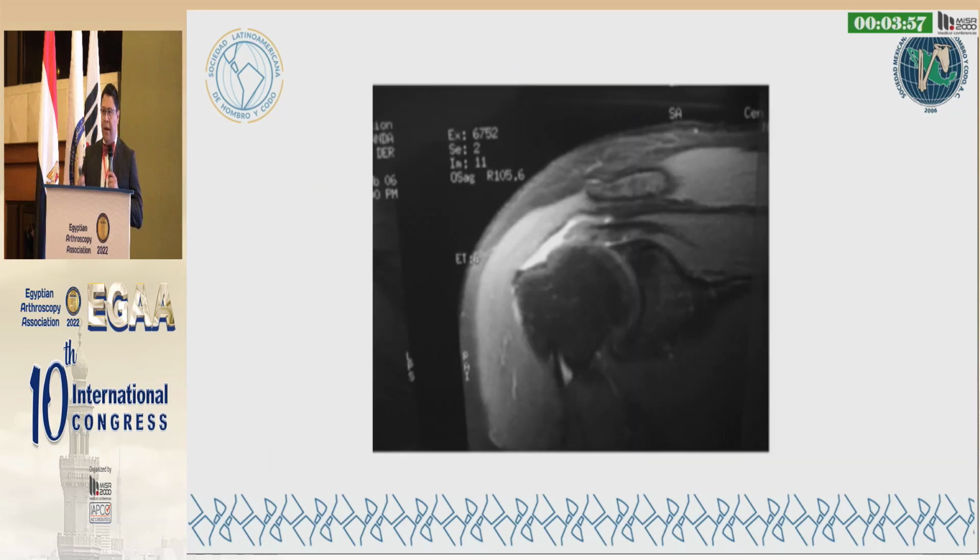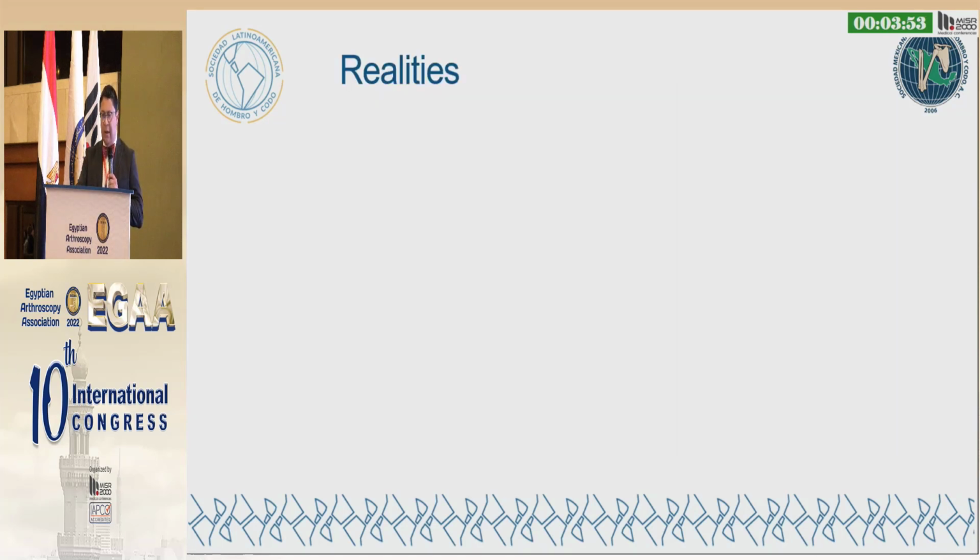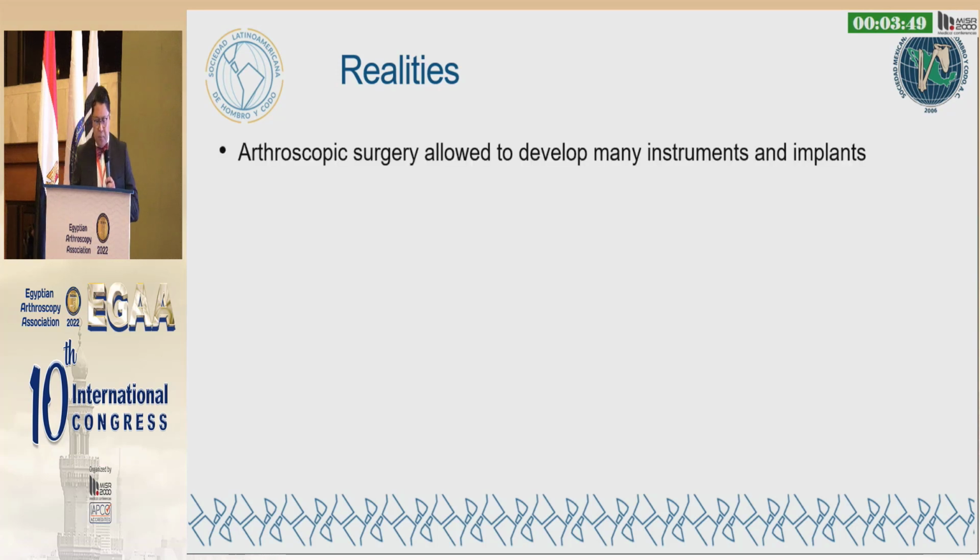So, again, what are we going to do with these massive rotator cuff tears? Well, what are the realities about this? Arthroscopic surgery has allowed us to develop many instruments and implants. There are a lot of companies, and you can see on the show outside this room, there are different anchors, different tapes, different sutures, different procedures, different everything.